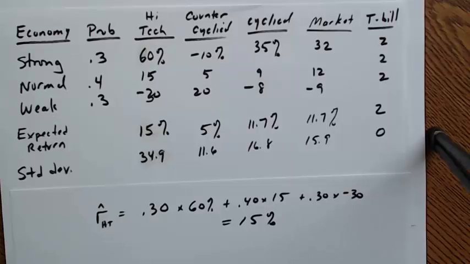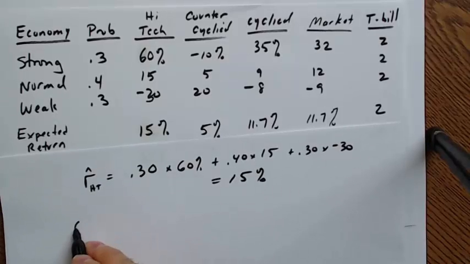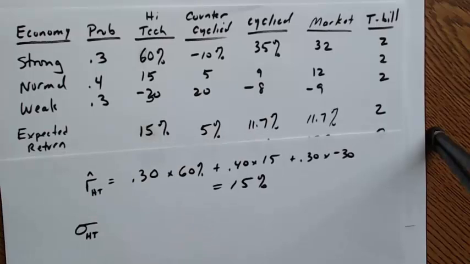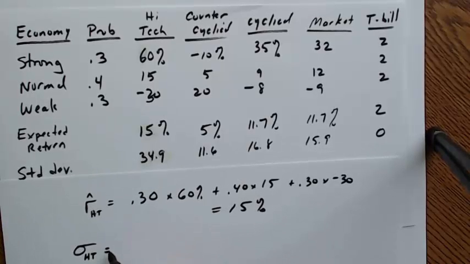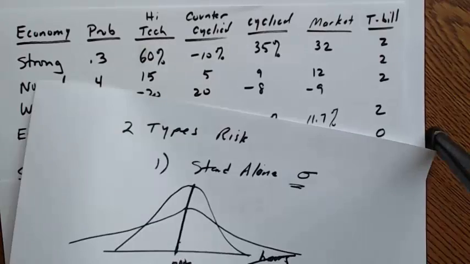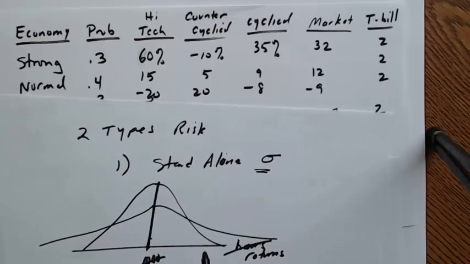Now, the standard deviation for this stock, sigma high tech, is calculated like you did in statistics class, somewhere in your statistics past. It's calculated this way. First, we calculate the variance, which is basically return squared. But really what I'm trying to do is measure the spread in the distribution.